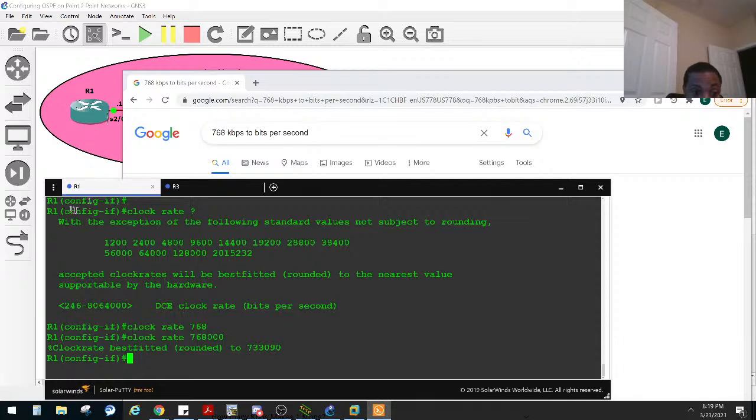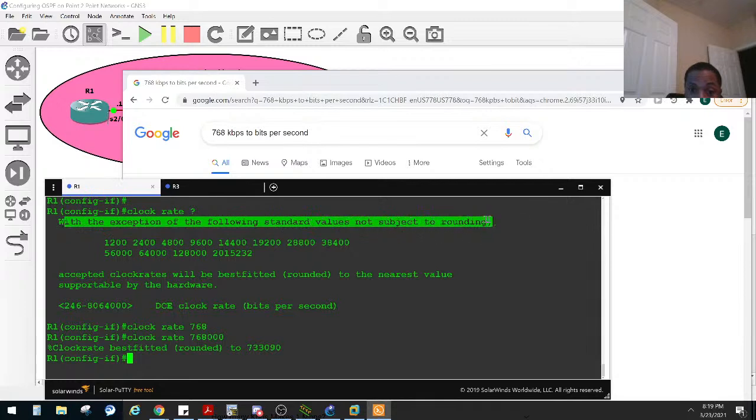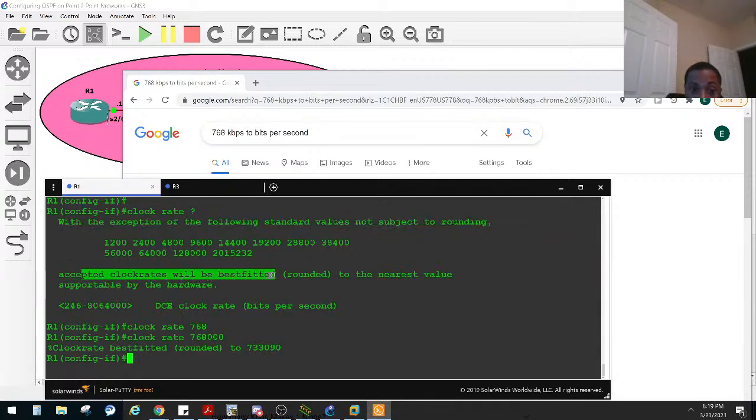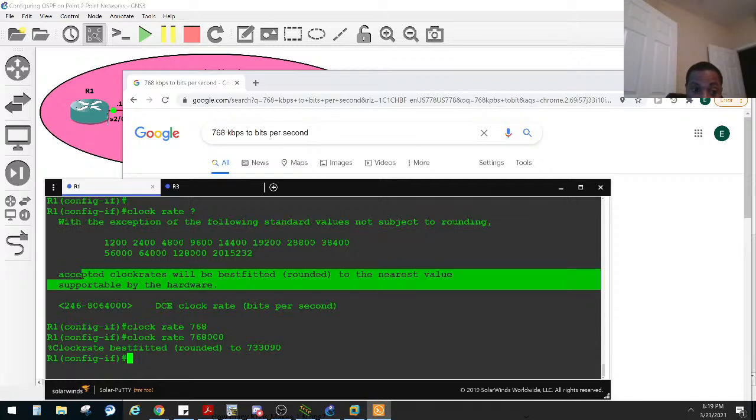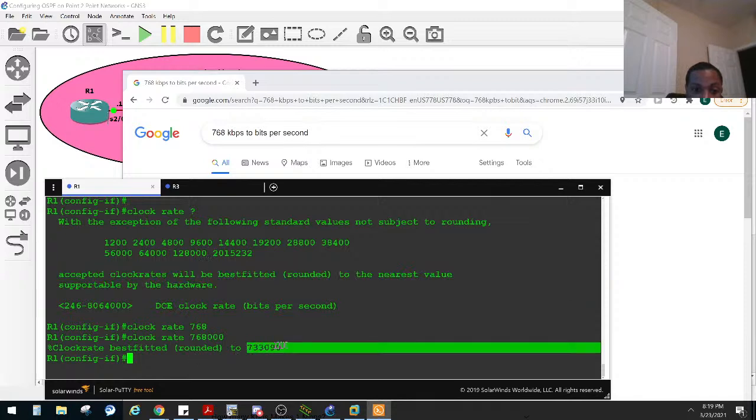As you can see right here, with the exception of the following standard values, not subject to rounding, accepted clock rates will be best fitted, rounded to the nearest value supported by the hardware. So by this hardware, I put 768, which stands somewhere in between there, right? The 768,000, right? It's between here somewhere. And the nearest value was this 733, if that makes any sense, right? Y'all see that so far?